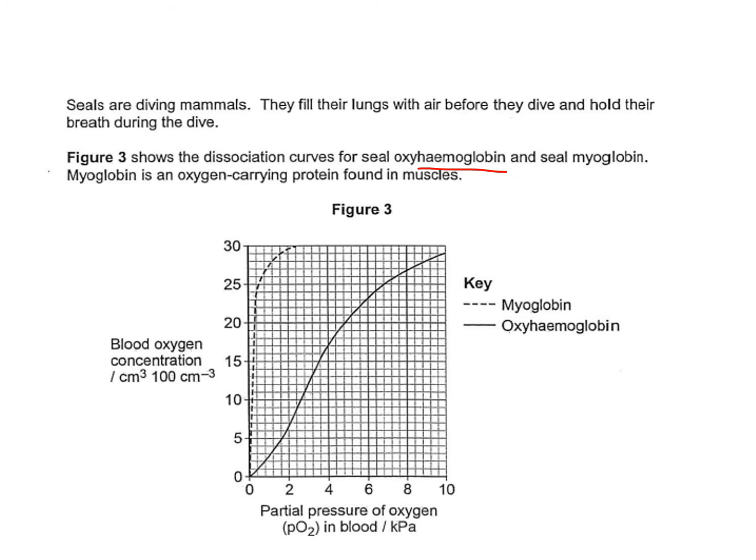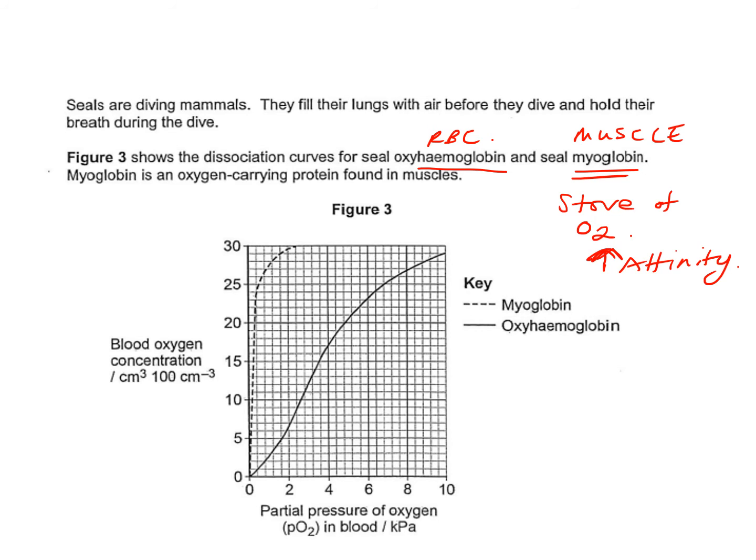Right, figure 3 shows the dissociation curve for seal oxyhemoglobin and seal myoglobin. So hemoglobin is inside the red blood cells, and myoglobin is actually inside the muscle. So you could put here, myoglobin is a store of oxygen, and it has a very high affinity for oxygen. So the myoglobin binds oxygen and it remains bound, and it's a store of oxygen inside the muscle cell. And if you look at the sigmoidal shaped curve, if you look at this bit here, this is myoglobin.